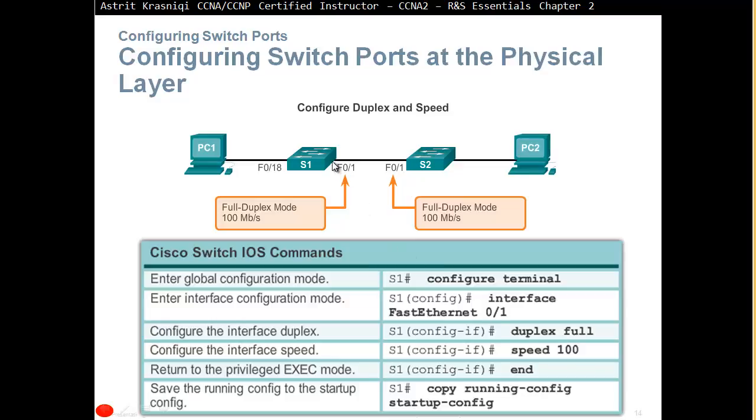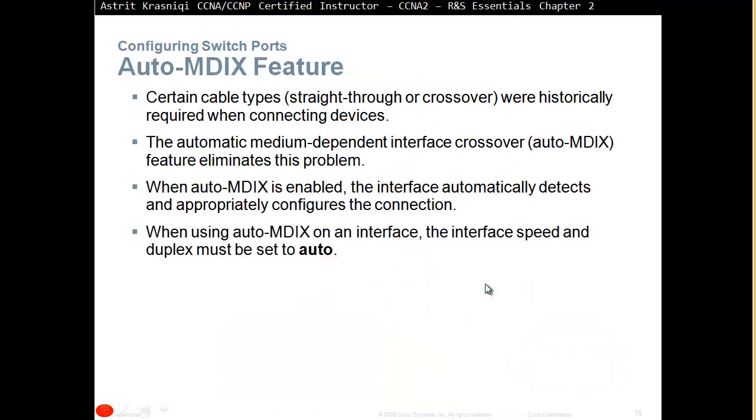With auto, they're going to negotiate with each other and find out what the speed of the neighbor is. Now, if you remember the cabling, if we connect two switches together, we're going to need crossover cables. If we need to connect a switch and a hub, we need a crossover. Router and switch, straight through. Router and PC, crossover. So cable is very important.